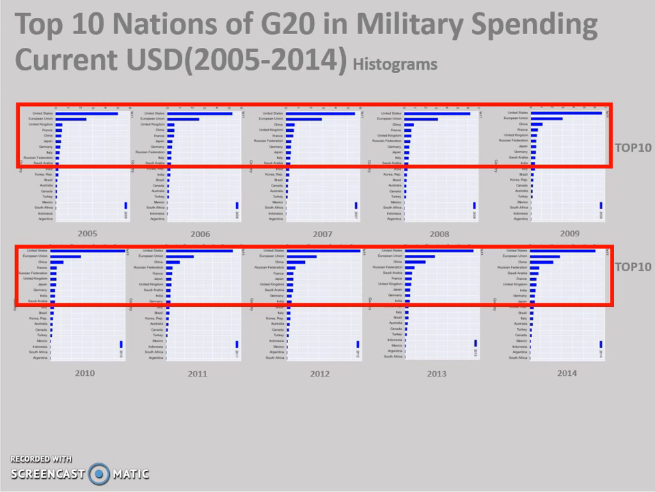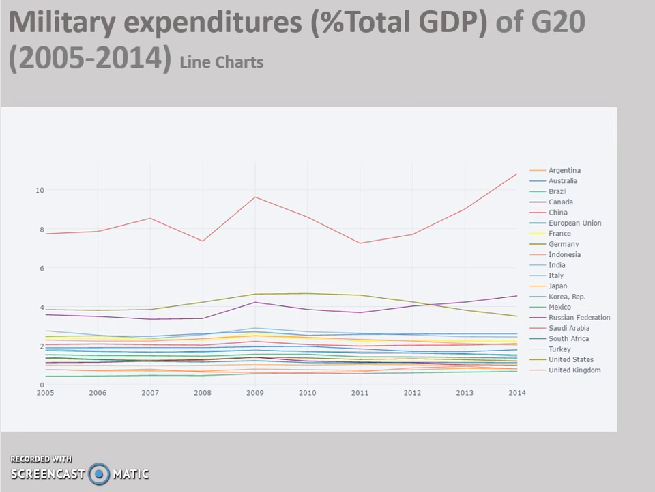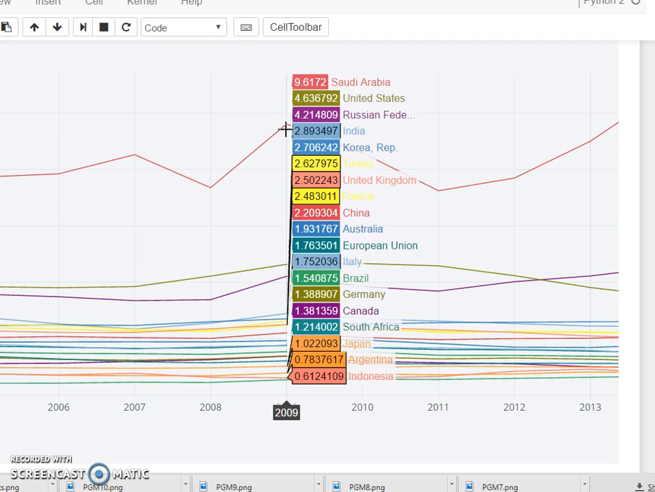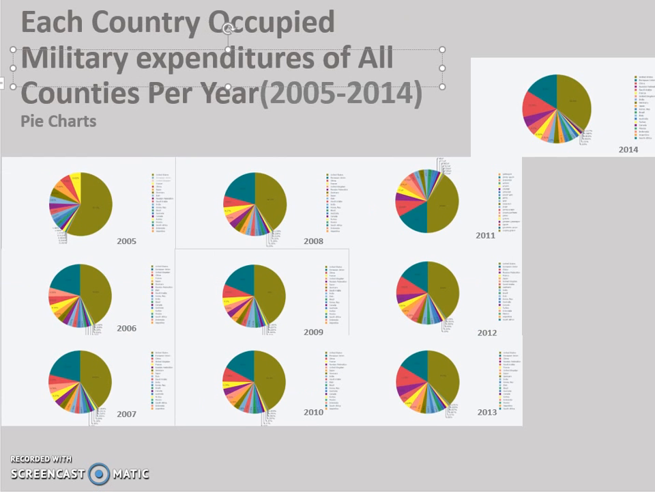Union, and China. Then I used line charts to show the military expenditure as a share of total GDP of the G20 during the past 10 years, where each line represents a country. Saudi Arabia is always on top, in first place, the second is the United States, and the third is the Russian Federation.